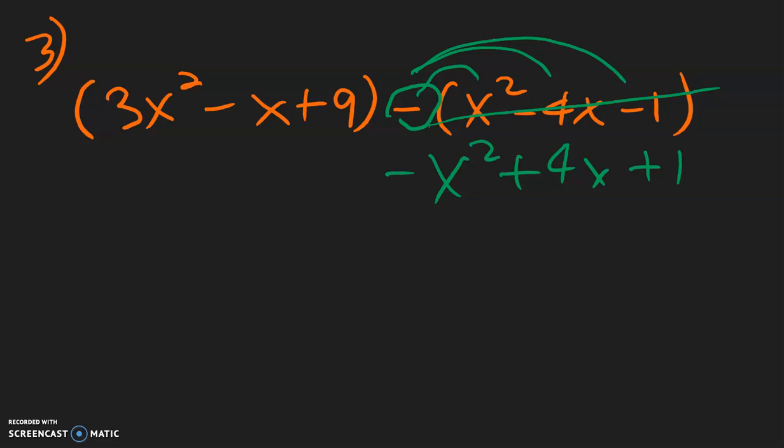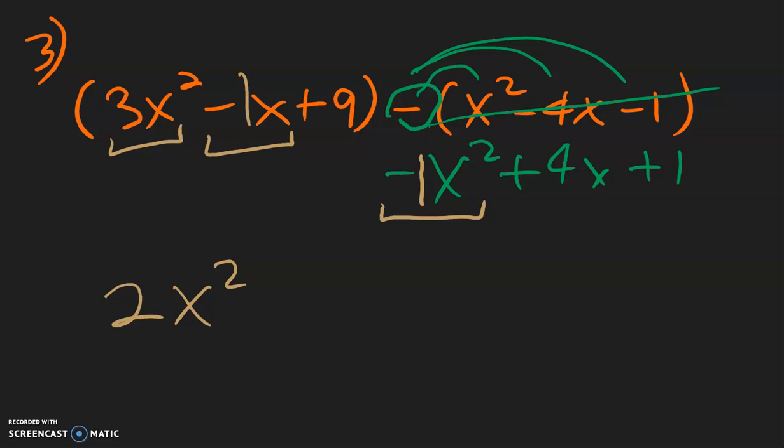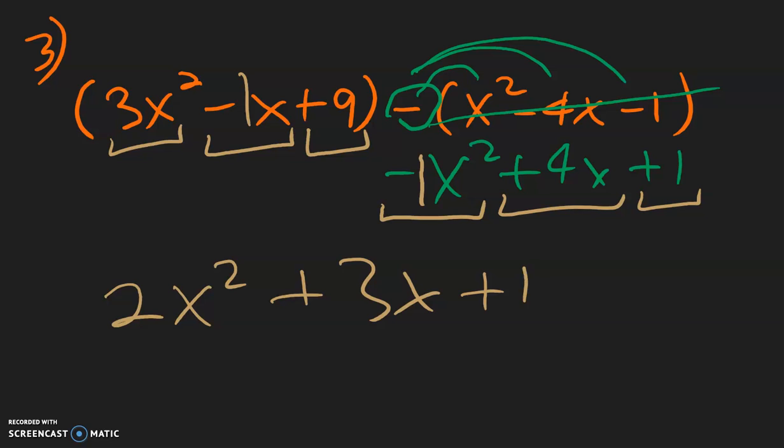Now let's combine like terms. So we start with the x squared because that's the variable with the highest exponent. So here we can put a 1 in front. So 3 minus 1 is 2x squared. Here we have negative 1x, plus 4 is positive 3x, and finally we have positive 9 plus 1, which is positive 10.